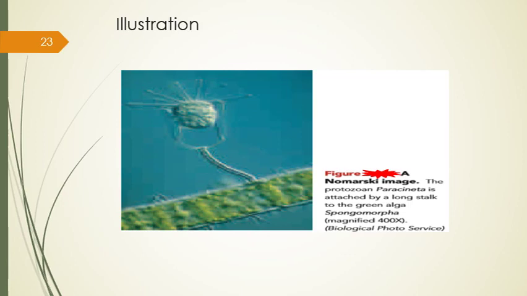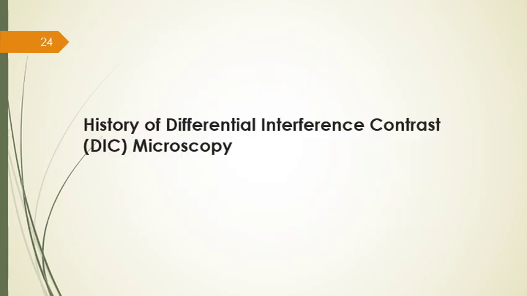In the figure given below, the image is brightly colored as shown and appears nearly three-dimensional. The current method of differential interference contrast microscopy is the work of George Nomarski, who developed it in the 1960s.